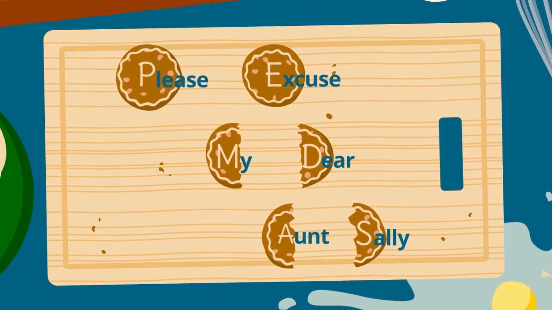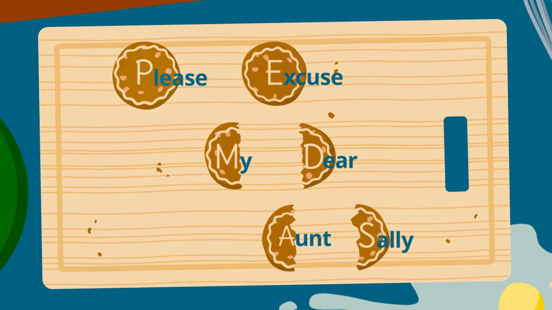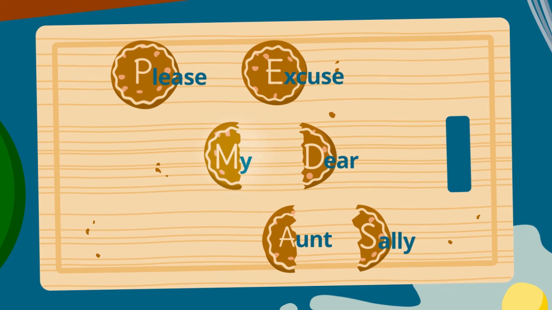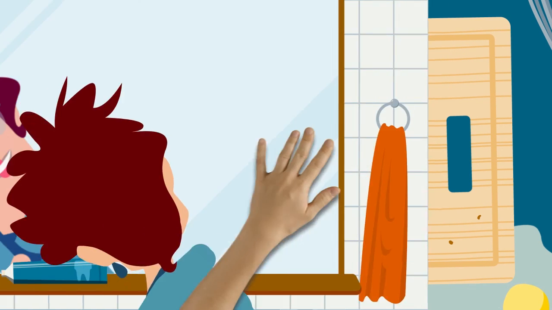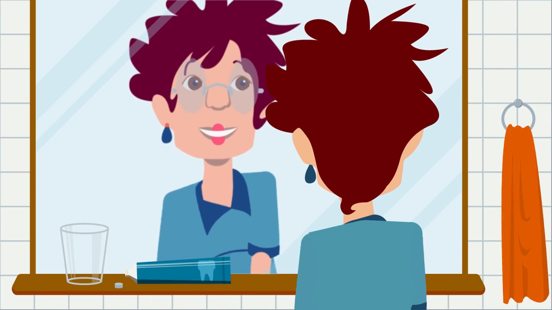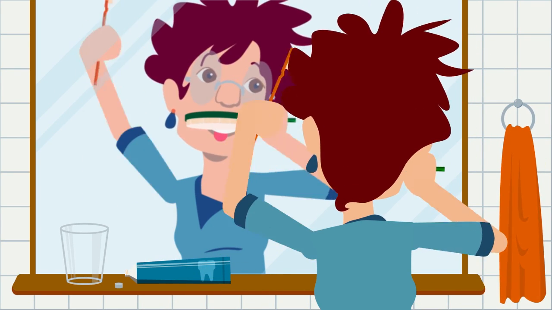You can remember PEMDAS with this sentence. Please excuse my dear Aunt Sally. So please excuse my dear Aunt Sally. She was a bit confused yesterday.